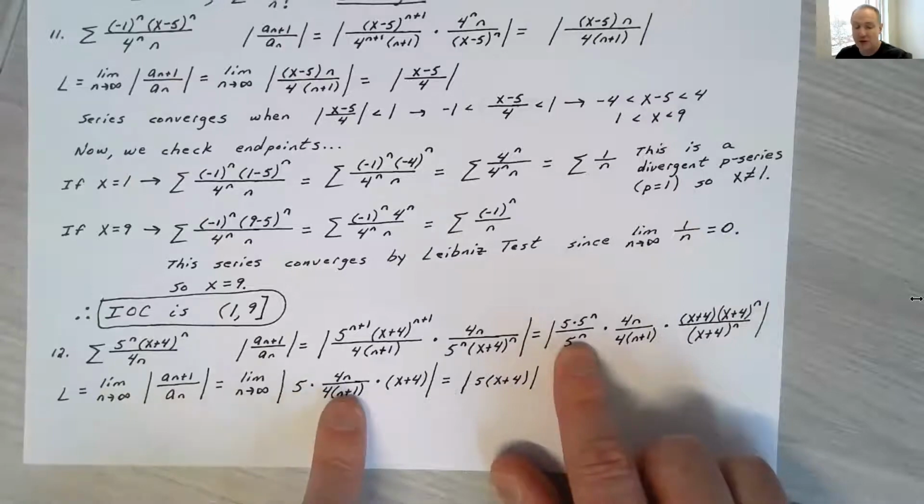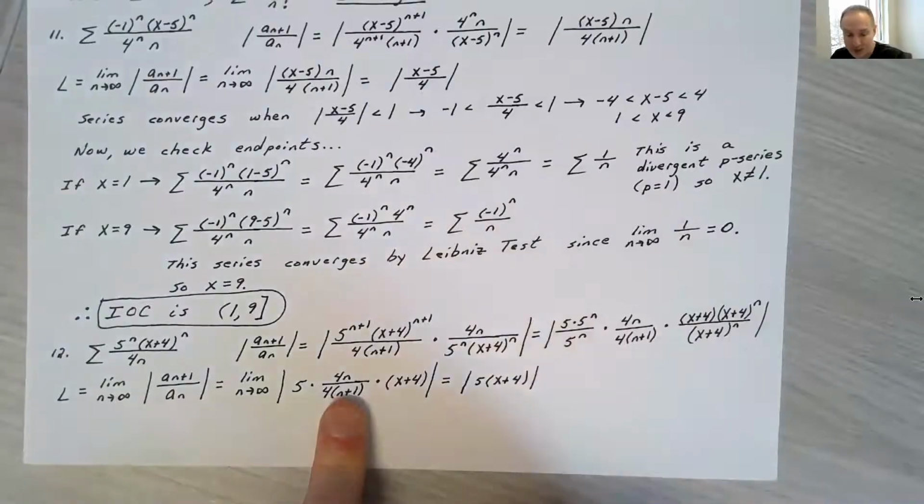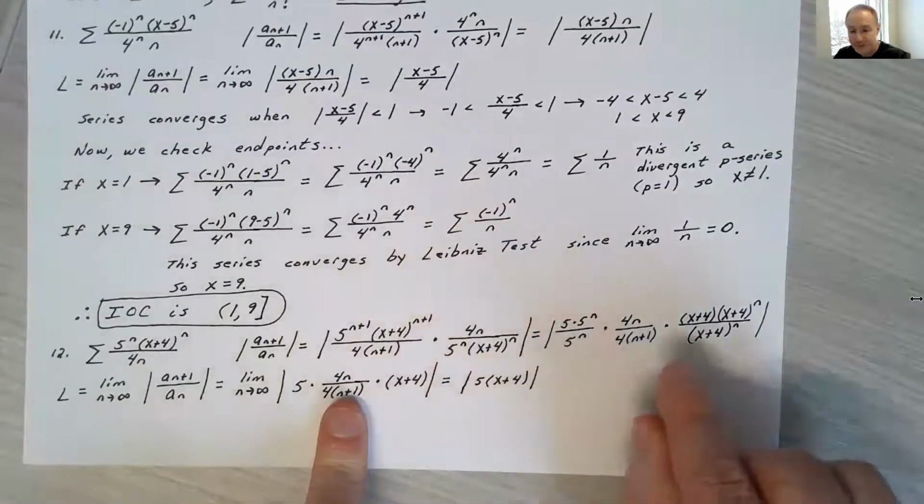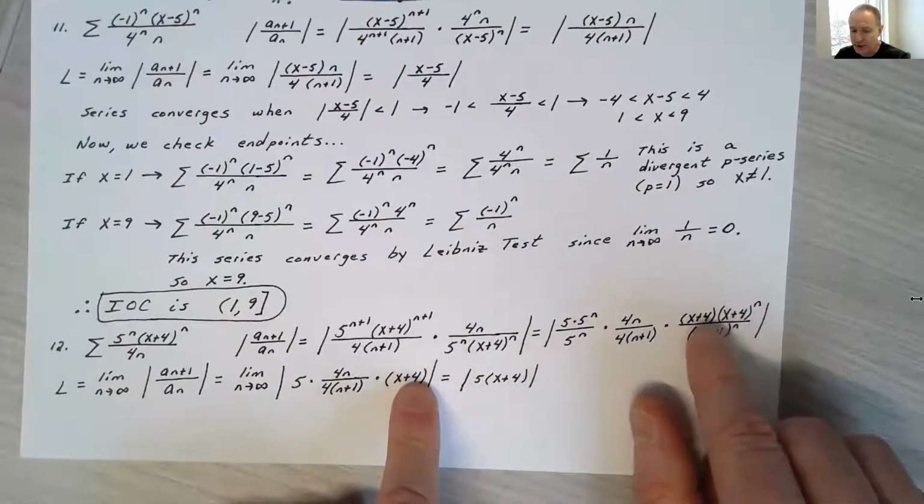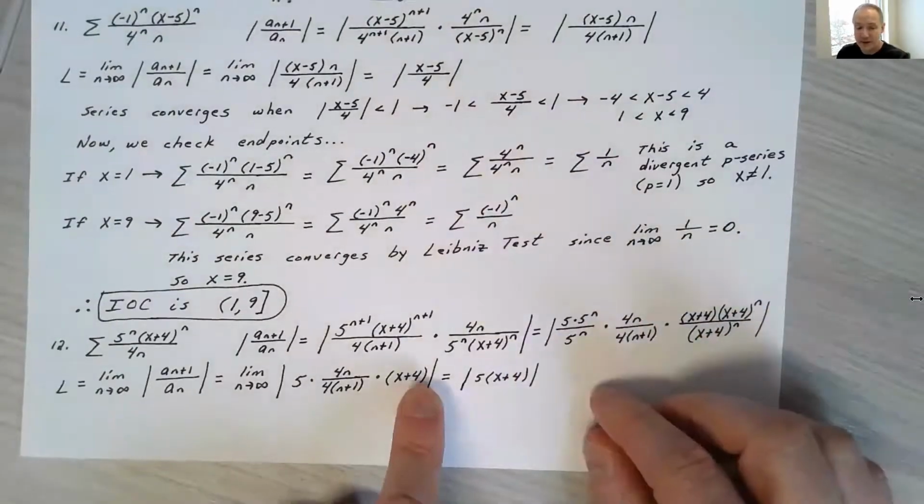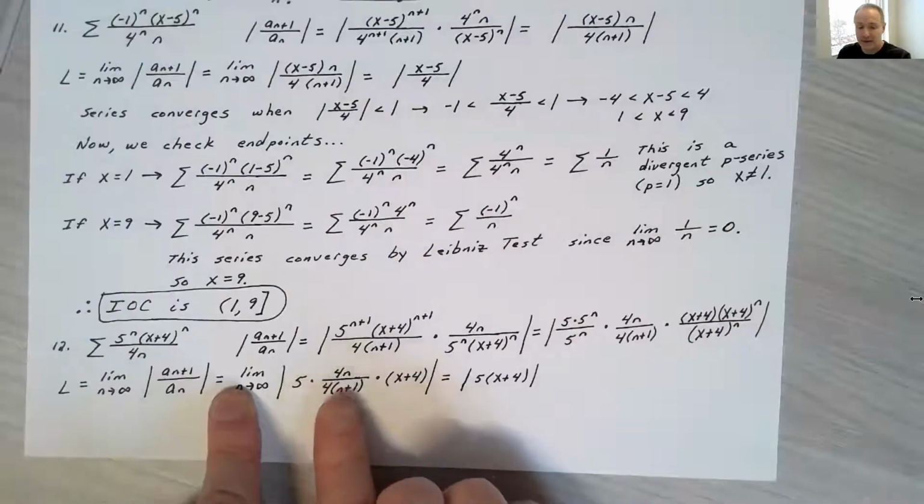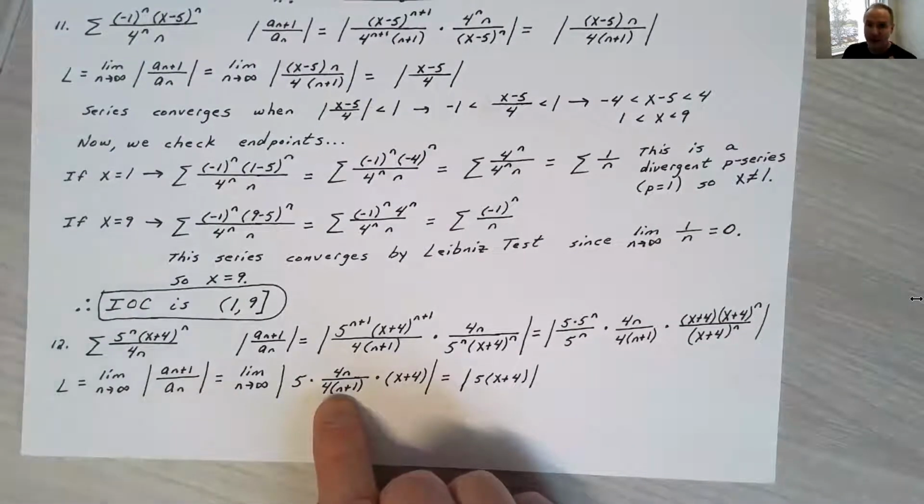I'll leave the second term alone, the rational function where you have the polynomial divided by the polynomial, 4n over the group 4 times the group n plus 1. And then my last term is just going to be x plus 4. Well, remember here, the only thing going to infinity is the n.